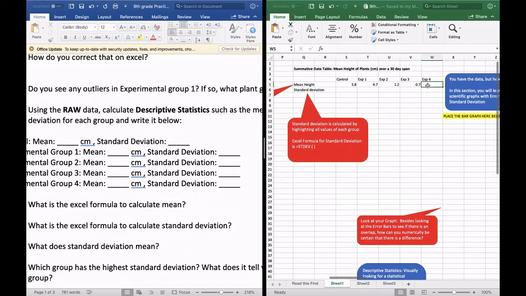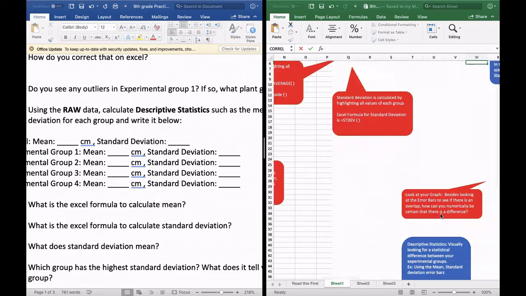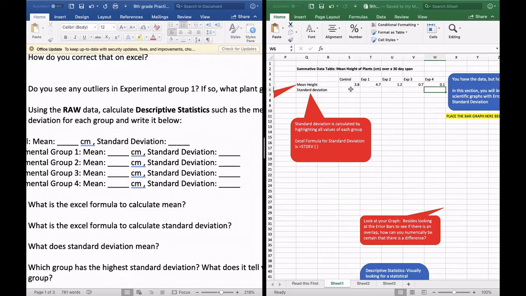And, oops, I forgot to type in the formula. Experimental group 4. I highlight all the data again. And there it is. So now I have my mean for all of my groups. This is how tall each group of plants grew over a period of 30 days. Also notice that my title is descriptive and I have the unit of measurement here. Notice that all of my numerical data is rounded to the tenth place as well.